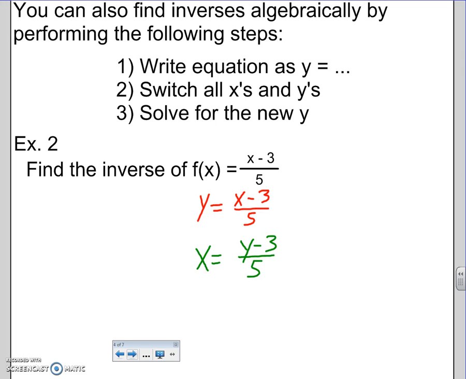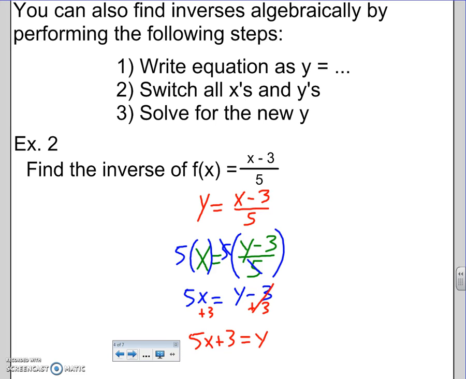And the final step is solve for the new y. So this new y is part of a fraction. To get rid of a fraction, you multiply by the denominator. I'm going to multiply both sides by 5. 5 times x is 5x. Right side, the 5's cancel out. It's just y minus 3. Y is almost by itself. I got to add 3 to both sides. Remember, the 3 and the 5x do not combine. So this is just 5x plus 3 equals y. That's my answer. Now we should put it in the correct format. Remember, this is the inverse. So we're going to say the inverse, f negative 1 of x, is 5x plus 3.